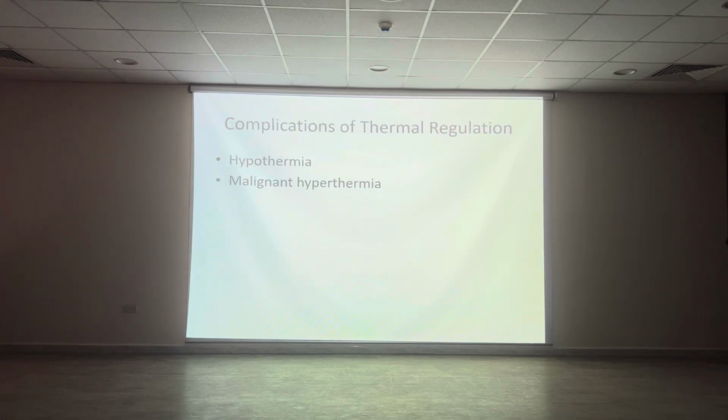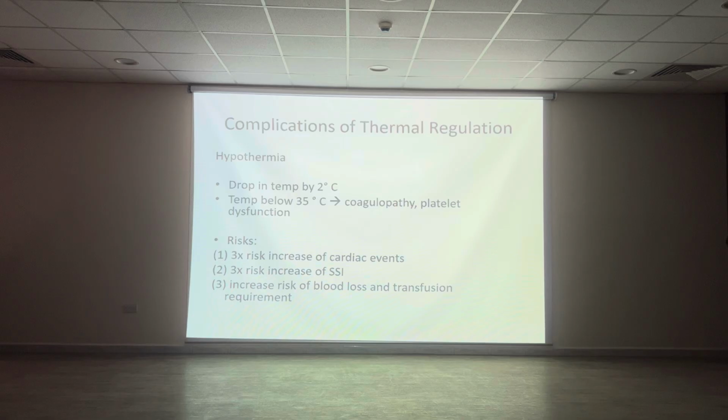Complications at the level of body temperature: it may go to the hypothermia side, or it may go to the hyperthermia side. Hypothermia by definition is a drop of more than 2 degrees Celsius, so a temperature of less than 35. There would be consequences on coagulopathy, on hemostasis, on platelet function. That's why when you are in the theater, there are certain measures that we do to minimize the risk of hypothermia. What do we do in theater to minimize this risk?